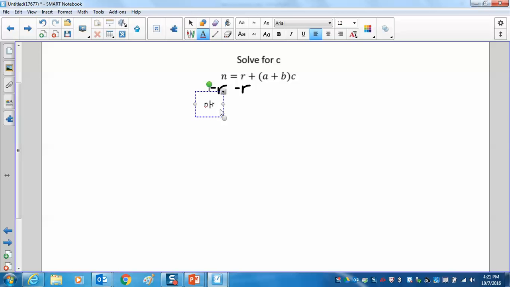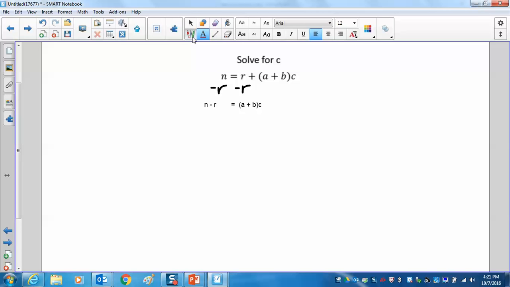And again, I can't do any algebra there. There's no algebra I can do. Just leave n minus r as it is. Okay, on the right, the r's cancel, so we're left with the quantity a plus b times c. Many of you would be inclined to distribute the c now. But we don't want to distribute the c. If we distribute the c, then it's going to be very hard to get it by itself because it's now going to be part of two terms.